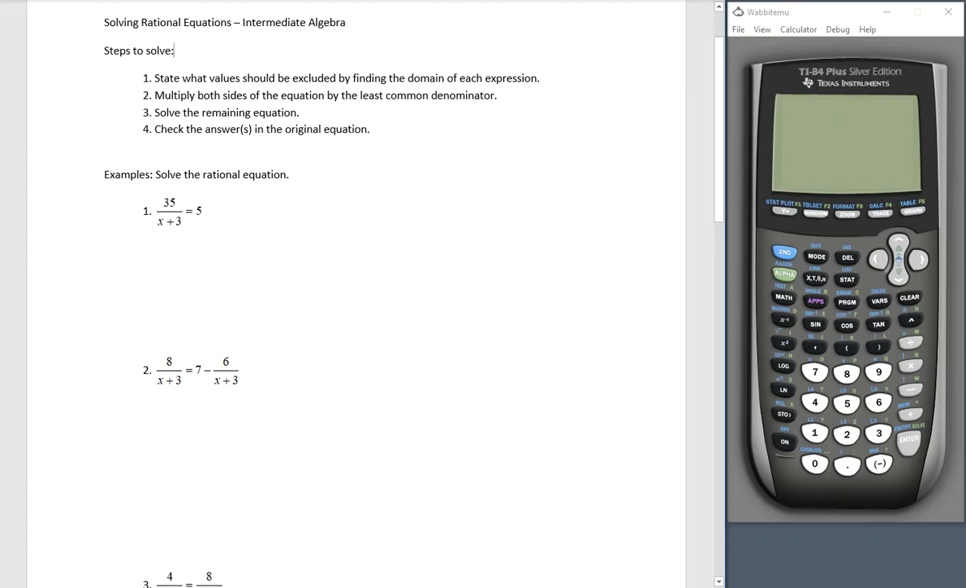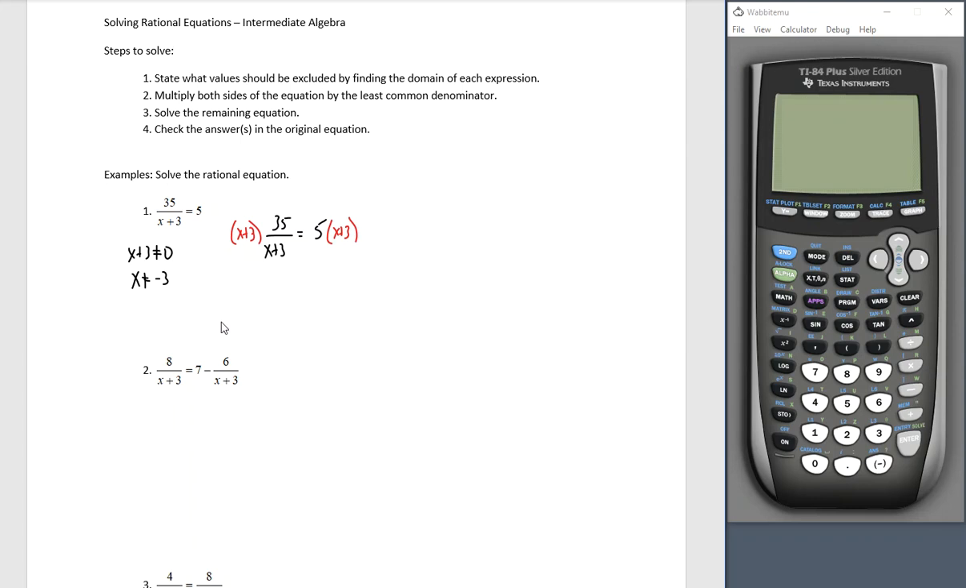Alright, so for this first problem, 35 over x plus 3 equals 5. We know that x plus 3 cannot be 0, so x cannot be negative 3. So we'll just set that on the side. Now, we're going to take our equation, 35 over x plus 3 equals 5, and multiply both sides of this by that denominator. There's only one denominator here, so it is the common denominator.